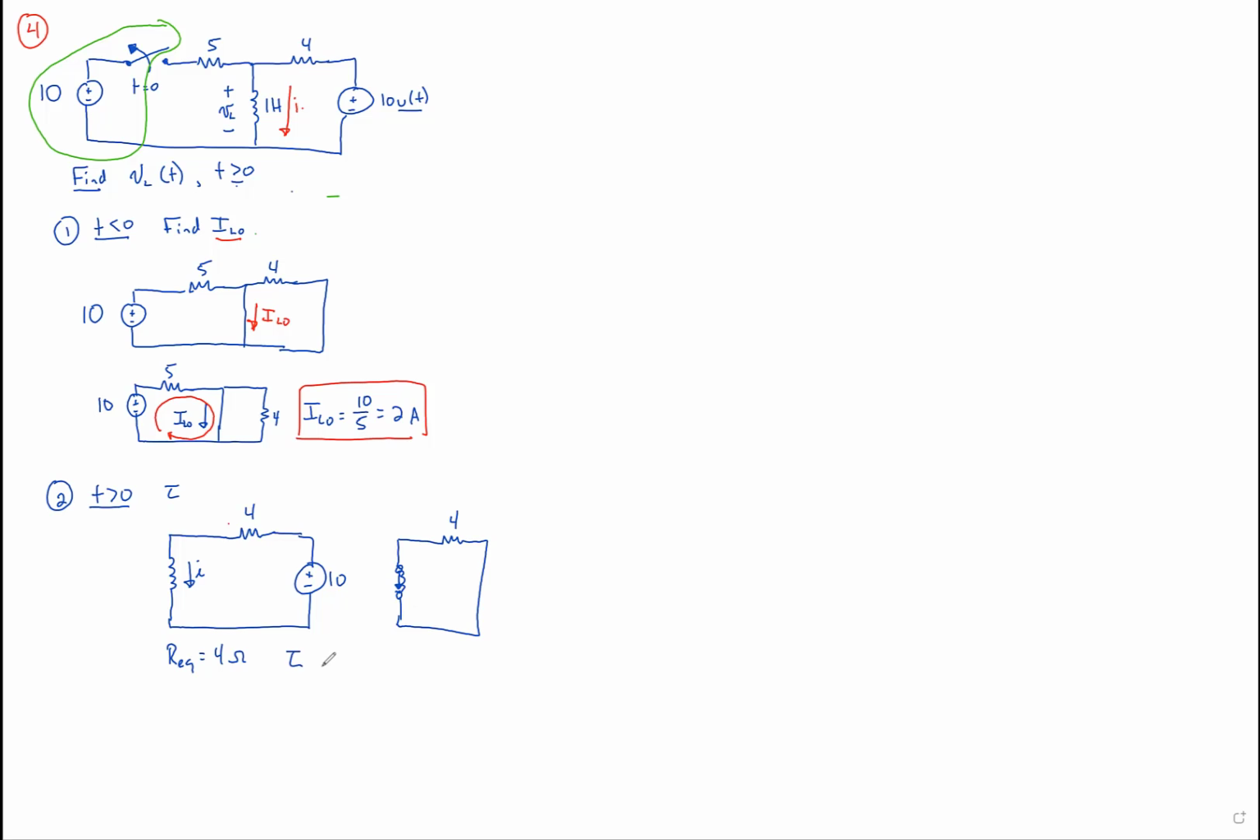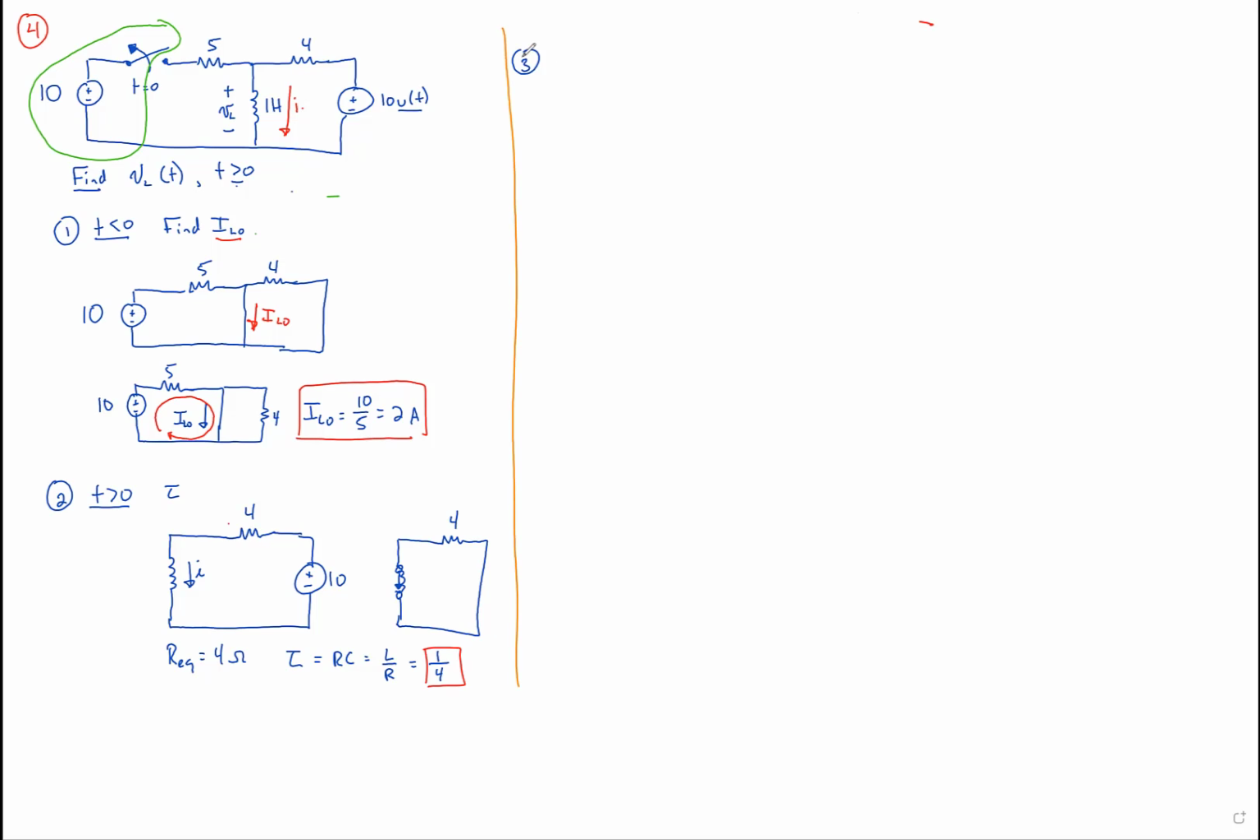And our tau, which for a capacitive circuit would be RC, but for an inductive circuit is L over R, is for this 1 Henry over 4 ohms, which is 1/4. So that is our goal for step 2.